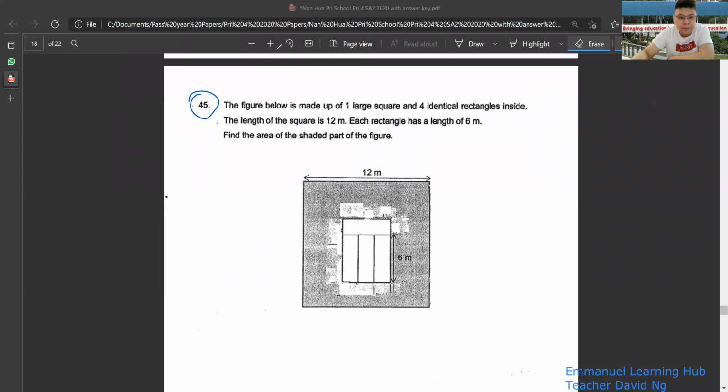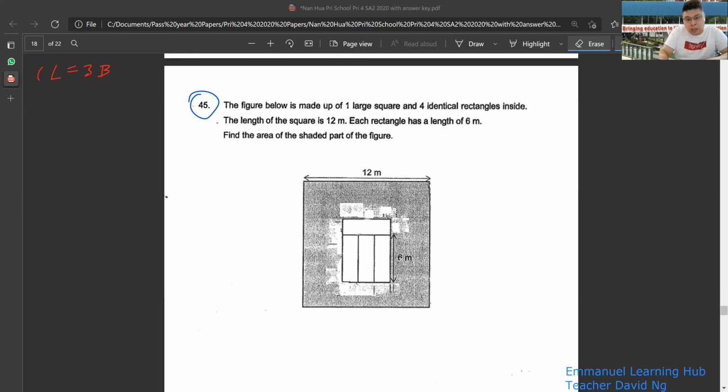Okay, question 45. The figure below is made up of 1 large square and 4 identical rectangles. The length of the square is 12 meters. Each rectangle has a length of 6 meters. So from here you can see that the length of the rectangle is equal to 3 breadth. Are you able to see that? So 1 length equals 3 breadth.